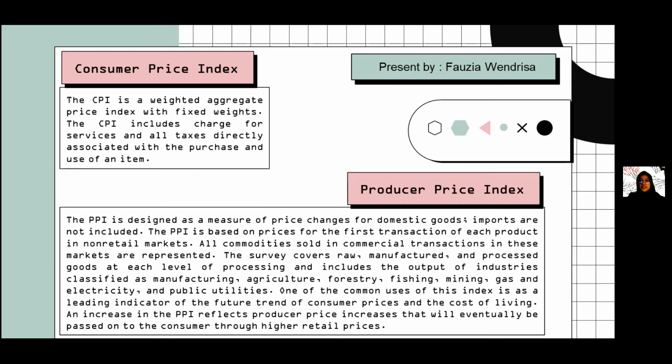Second, Producer Price Index. The PPI is designed as a measure of price change for domestic goods. Imports are not included. The PPI is based on prices for the first transaction of each product in non-retail markets. All commodities sold in commercial transactions in this market are represented. Next.